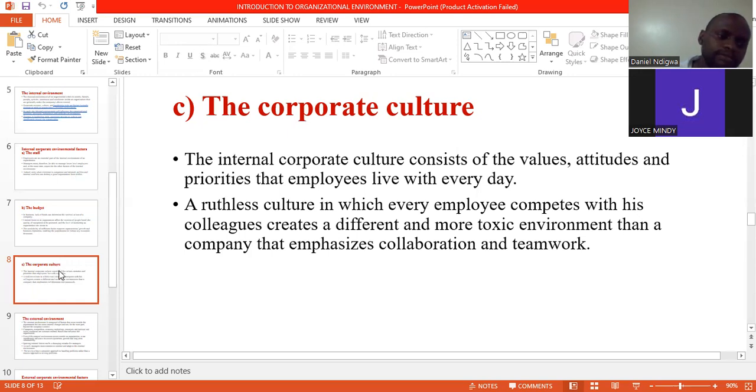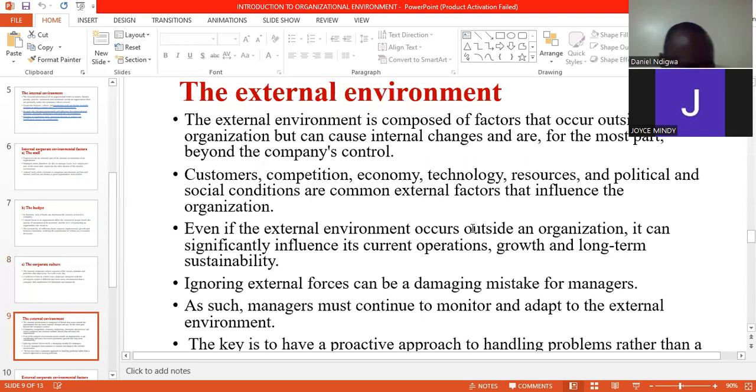Then the external environment. Any question? No question. So I hope you have enjoyed the class. Well, today was just an introductory lesson. So next time when we meet, we shall start on the external environment, finish it, and go to the next topic, which is the organization. The second topic is? The next one, chapter two: foundation of organizational environment.